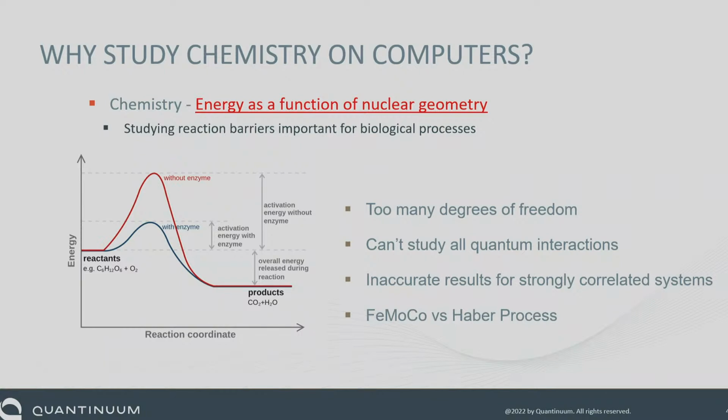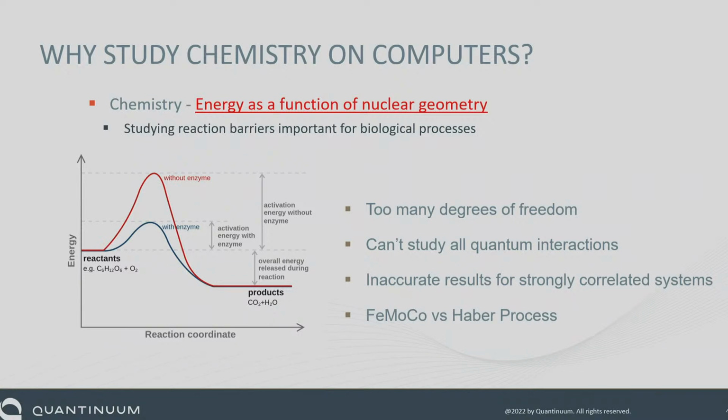But obviously, the problem is that enzymes, these biological systems, are huge, with loads of degrees of freedom. Therefore, we can't really study all the quantum interactions. This is one of the motivations of quantum computing: it allows us to break the scaling problem because we can go for 2 to the n number of degrees of freedom. Typically, our best results at the moment are quite inaccurate for these strongly correlated systems.